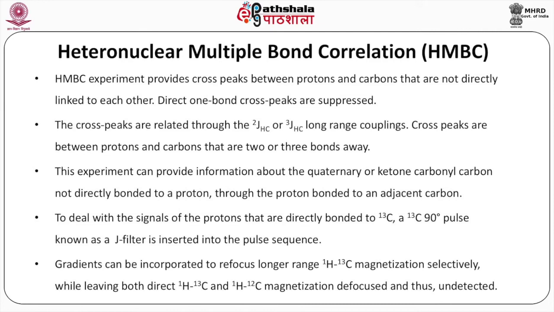This experiment can provide information about the quaternary or ketone carbonyl carbons not directly bonded to a proton through the proton bonded to an adjacent carbon. To deal with the signals of the protons that are directly bonded to C13, a C13 90-degree pulse known as a J filter is inserted into the pulse sequence. Gradients can be incorporated to refocus longer range proton-C13 magnetization selectively while leaving both direct proton-C13 and proton-C12 magnetization defocused and thus undetected.